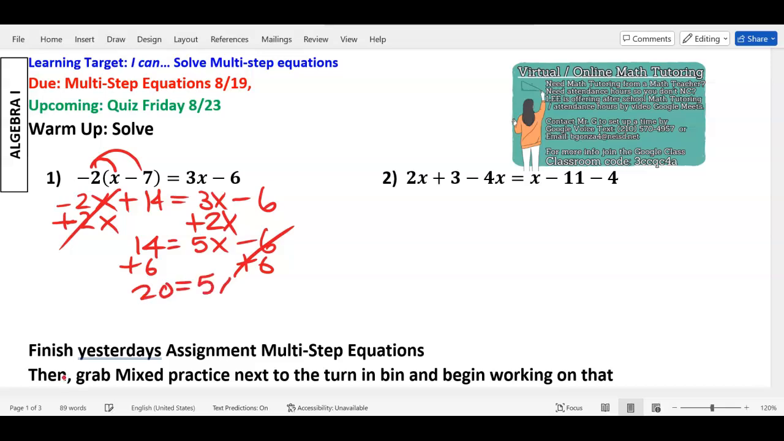Bring down 5x. And remember, the last step to get rid of a coefficient 5 is to divide. 5 and x are multiplying. The opposite is to divide. 20 divided by 5 is 4.